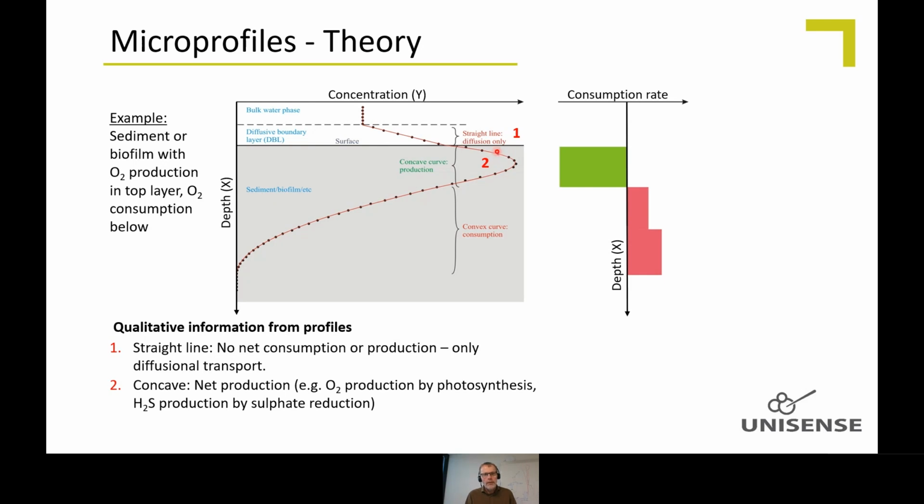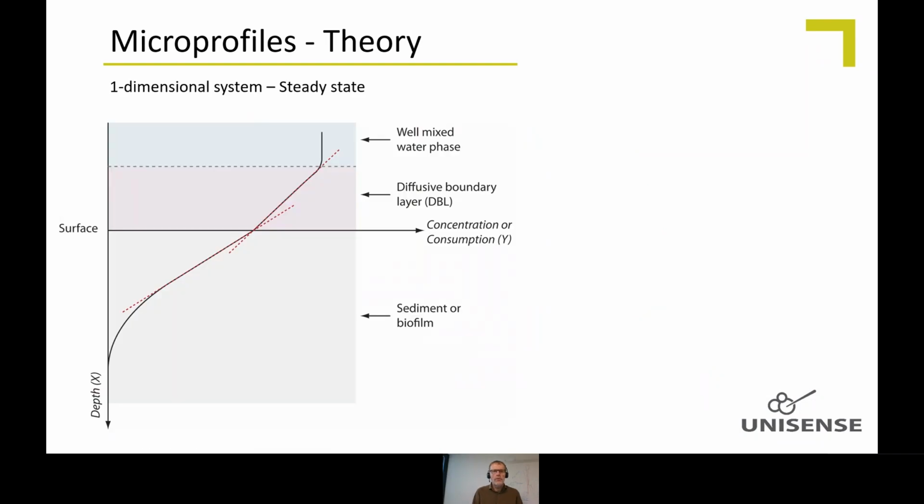In this part of the sediment, we have the concave profile, curving this way, and that indicates production of oxygen. It's shown here as a negative consumption rate in this bar graph. Here, number 3, you have the convex shape of the curve going this way. That indicates consumption of oxygen, which is shown here as a consumption rate. That's the qualitative information, but you can also do calculations and get a lot of quantitative information. Here's a theoretical example of a profile.